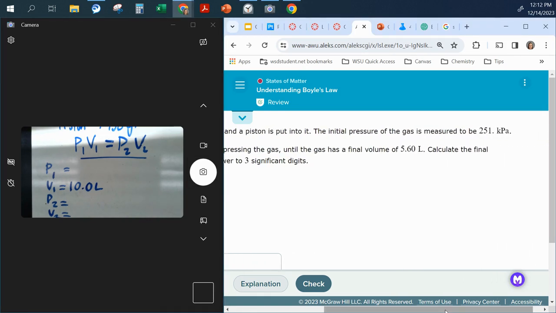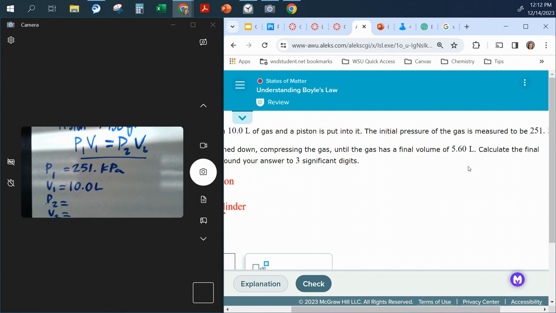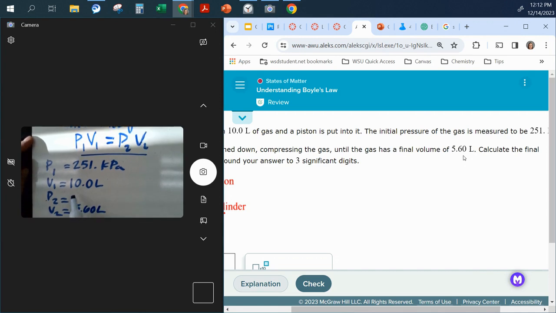The initial pressure, what's that? Initial pressure is 251 kilopascals. That's P1, right? How many sig figs? 3. Also 3, great. Then the piston is now pushed down. Imagine you're pushing that syringe, compressing the gas until the gas has a final volume of 5.6 liters. Where does that go? V2, good, 5.60 liters. So what are we looking for? We're looking for P2.